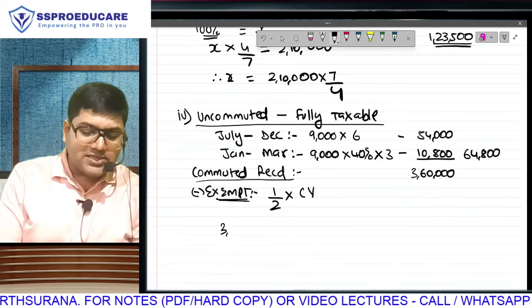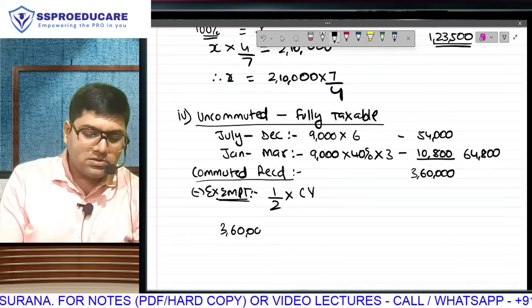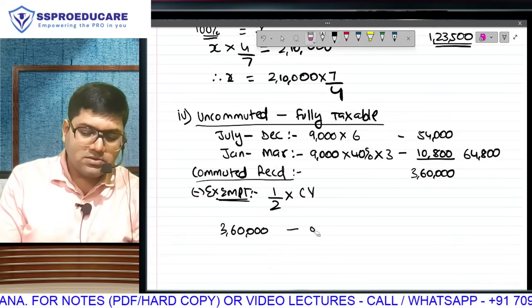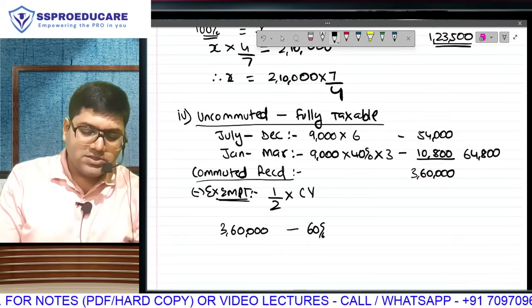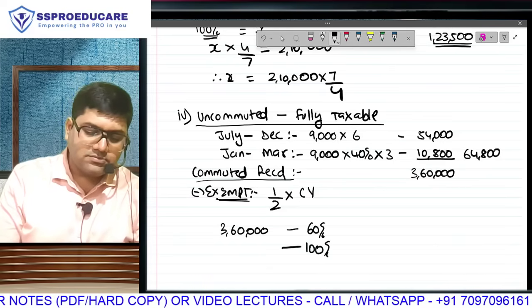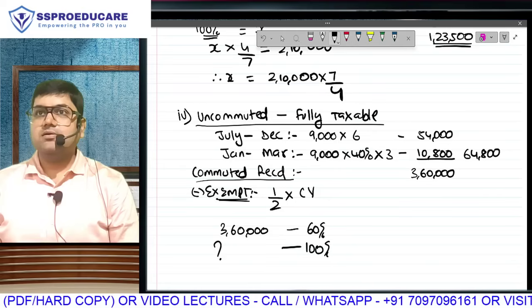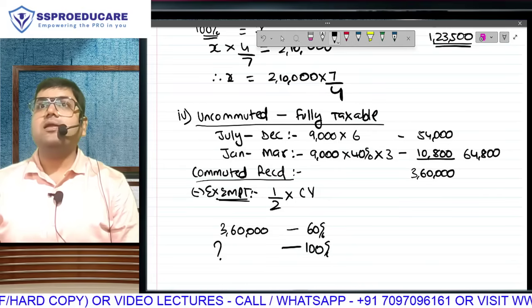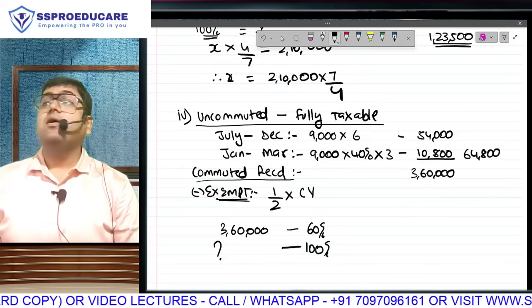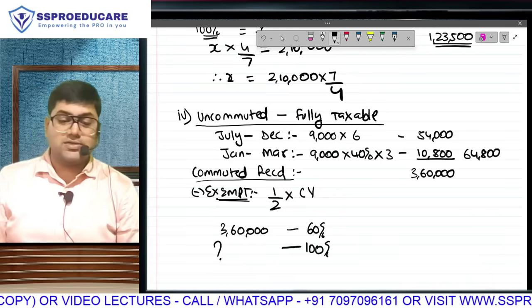If 3,60,000 is 60%, then 100% is how much? Do you understand now? So how much is that amount? Calculate, do something on your own, otherwise how will you come to know whether you are understanding things or not?